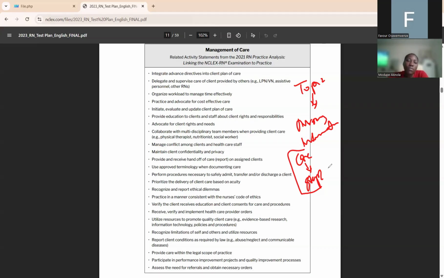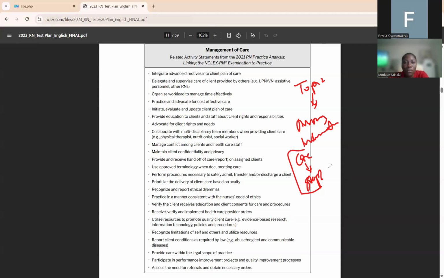This management of care is very important. You cannot even afford to have near the passing standard or below the passing standard there. You want to have above. The moment you have above here, you give the NCLEX a good signal about you. Nothing is difficult here. All you need to do is to pay attention to the care, and when you see a question, how do you answer it? That's just it.